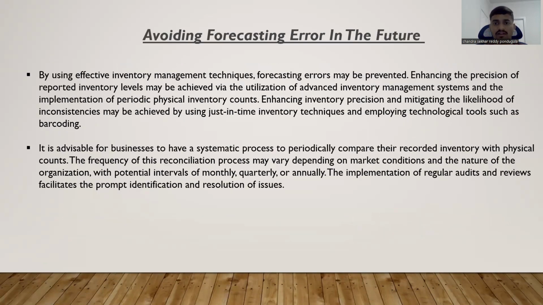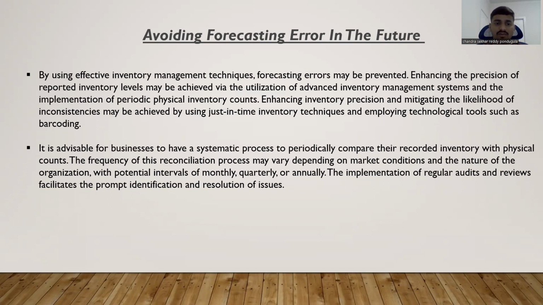Avoiding forecasting error in the future. By using effective inventory management techniques, forecasting errors may be prevented. Enhancing the precision of reported inventory levels may be achieved via utilization of advanced inventory management systems and the implementation of periodic physical inventory counts. Enhancing inventory precision and mitigating the likelihood of inconsistencies may be achieved by using just-in-time inventory techniques and employing technical tools such as barcoding.